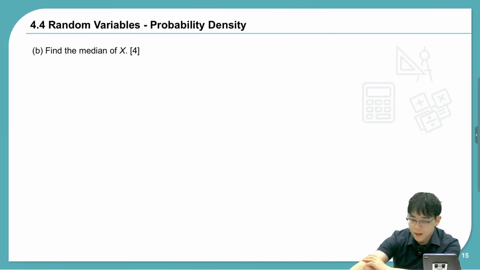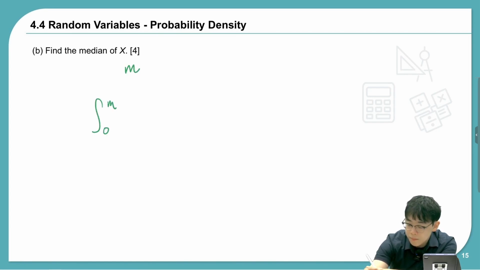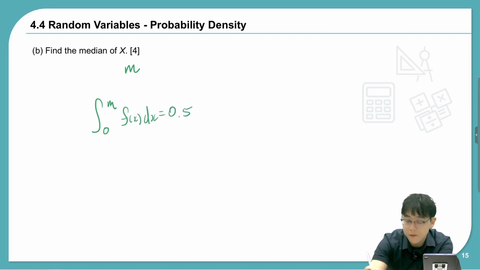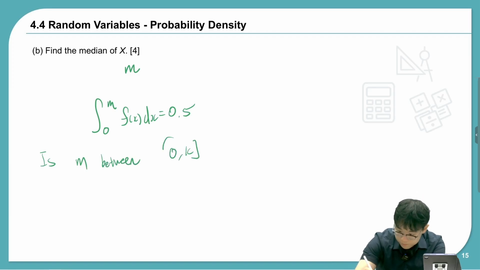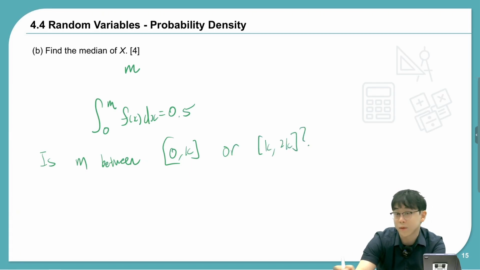Okay. Next, if you're finding the median of x, let's call that median m. If you integrate the PDF from 0 to m, that should be 0.5 if m is the median. Because we have a piecewise function, we need to consider whether m is in the first region or the second region. So we might ask, is m between 0 and k, or is m between k and 2k? That might be the question.